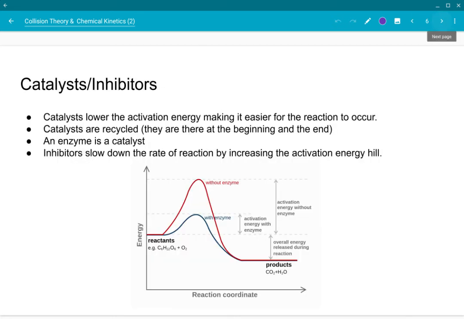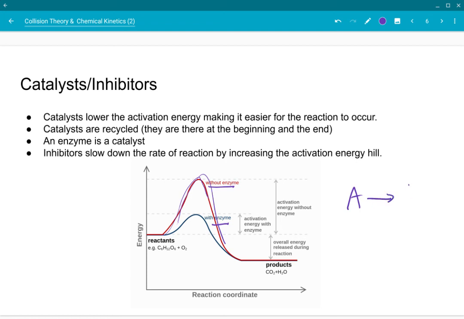We also have catalysts and inhibitors. Catalysts will lower that energy hill. Here you can see without an enzyme and with an enzyme. Here's a bio example. Catalysts will lower that activation energy, making it easier for the reaction to occur. Catalysts are recycled, so they're going to be there at the beginning and the end.